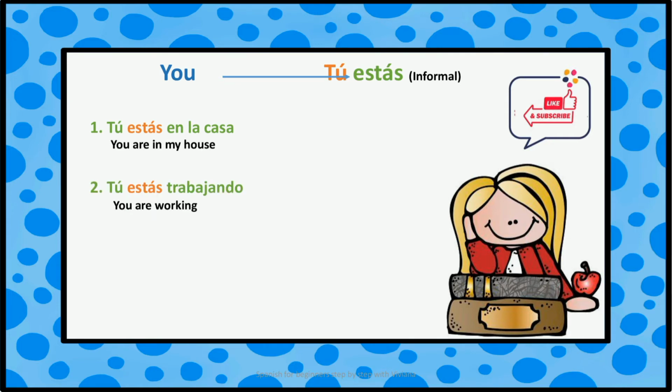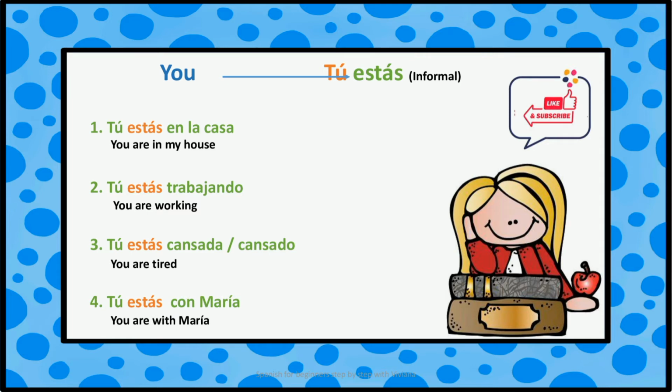Tú estás trabajando. You are working. You use tú estás because you are talking about what you are doing. Tú estás cansada o tú estás cansado. Depends on the gender. You are tired. You use tú estás because you are talking about your feeling.